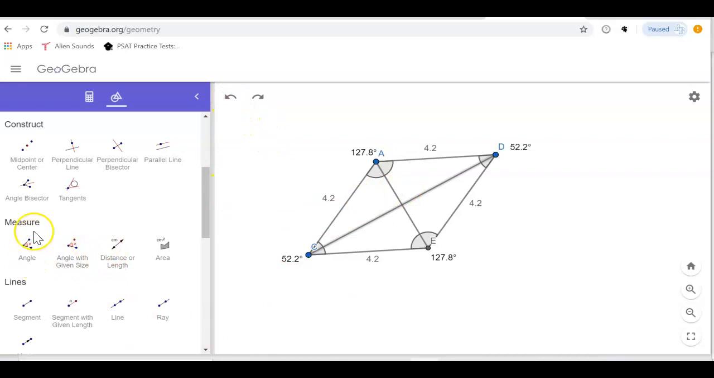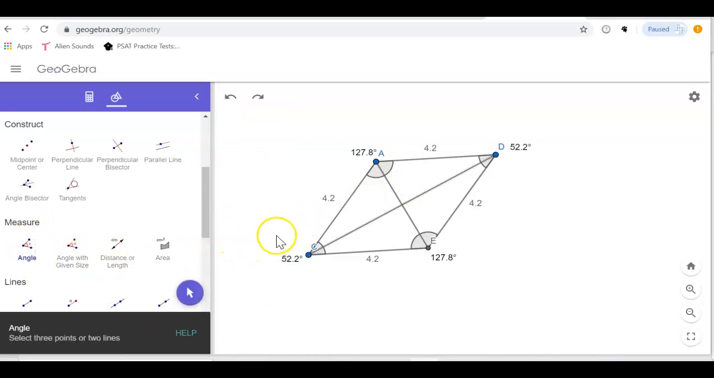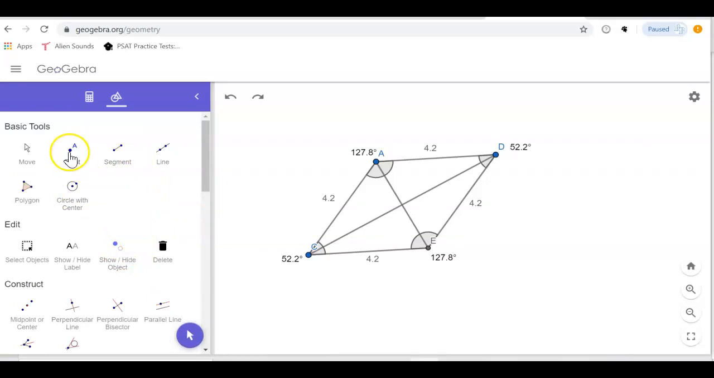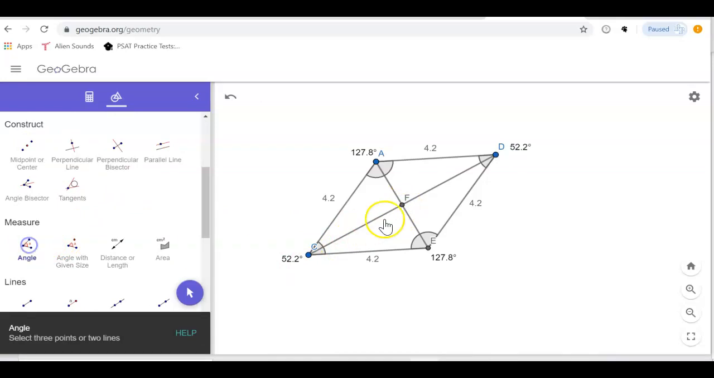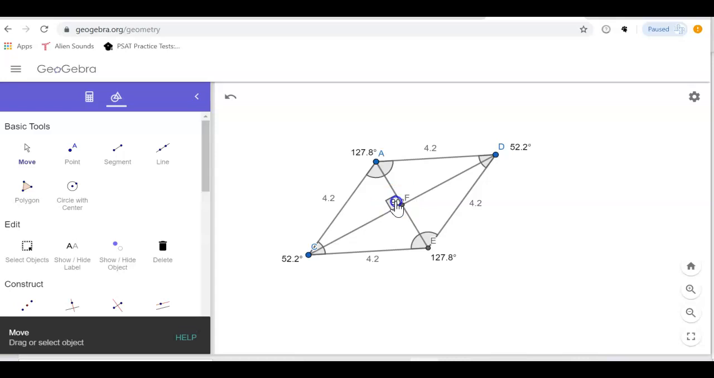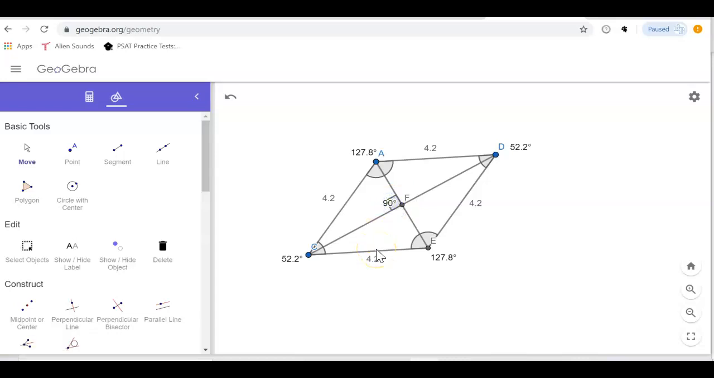And now we want to measure the angle at the center of the rhombus. So we're going to create that point. We're going to go ahead and measure all these angles in the center. So if I measure this angle here, look what happens, right? This angle ends up being how many degrees? 90 degrees. Okay, and think about it. If this is 90 degrees, aren't all four of these angles going to be 90 degrees?